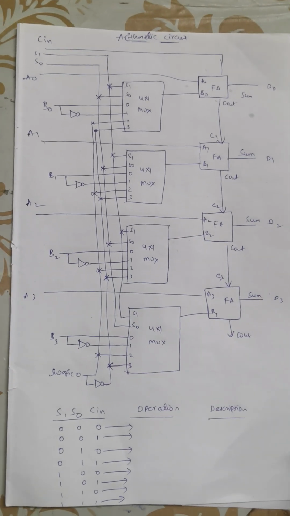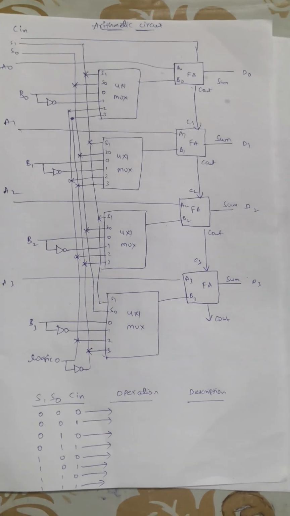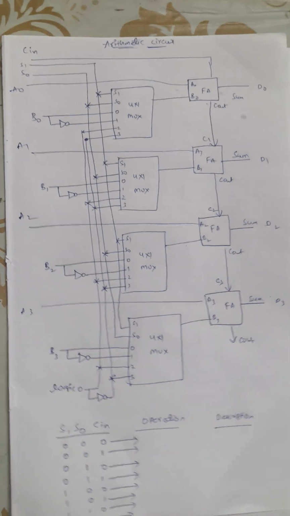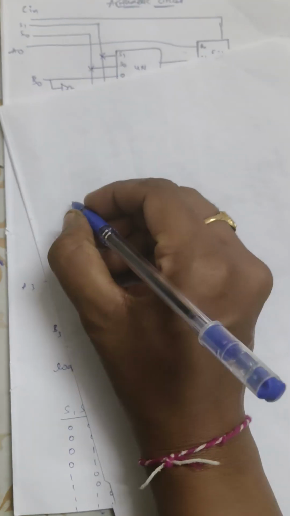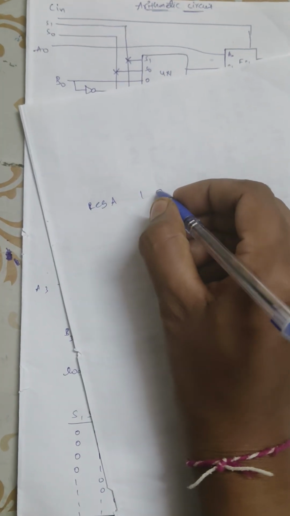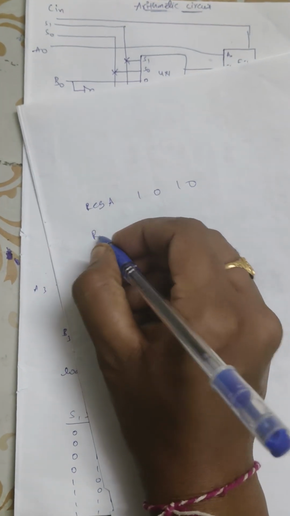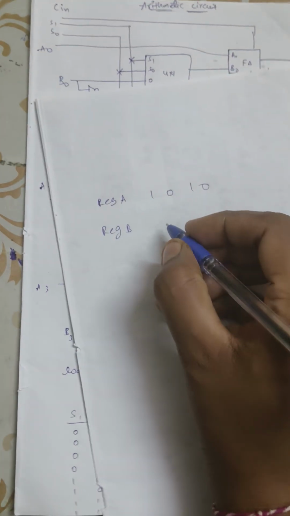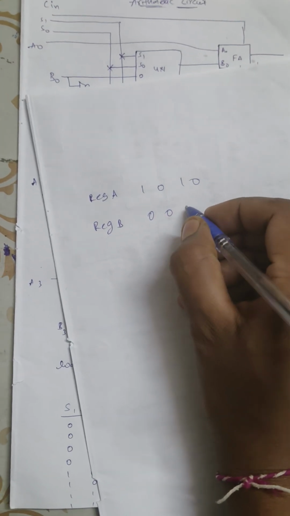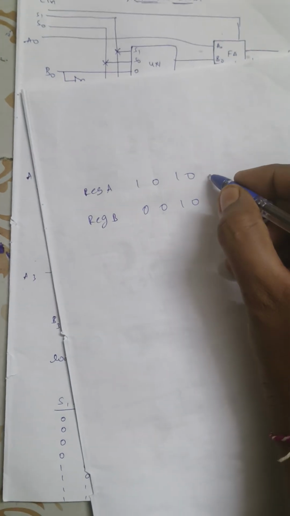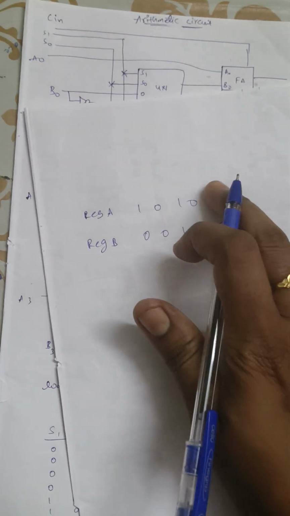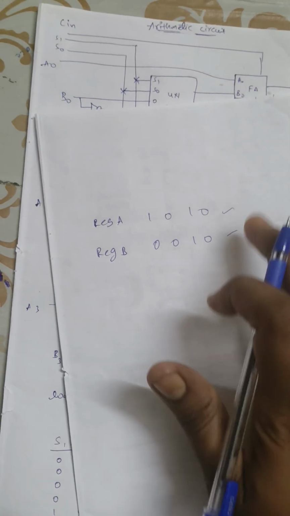First of all, if we want to perform any arithmetic operations, we need to take some two registers' information. Let us assume the first register as register A, which is 4 bits in length, and one more register, register B. Let us assume the register B bit information as 0010.